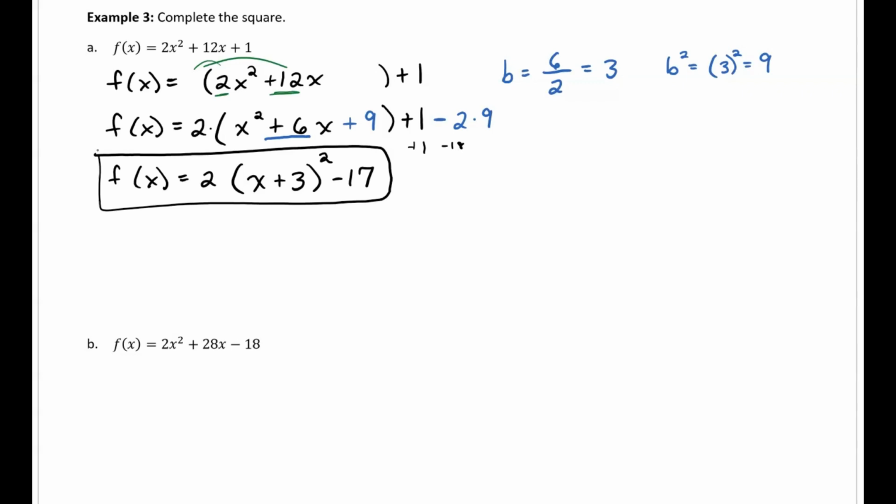Let's try one more. Still example 3, but let's skip to part C. So on part C, we have f of x is equal to negative 5x squared plus 50x plus 30. So we can see how this one kind of has everything in it. We have a negative, we have a coefficient in front of that x squared, and we have some other values as well. But we're going to start in the same way.